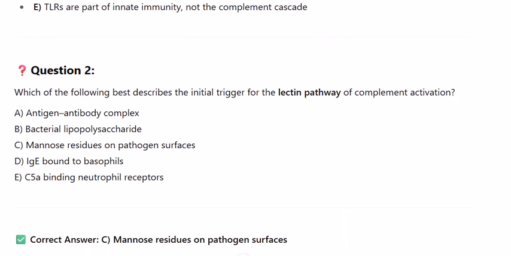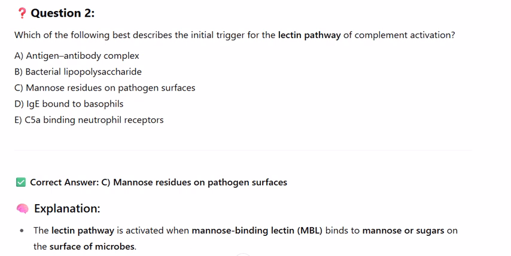Question 2. Which of the following best describes the initial trigger for the lectin pathway of complement activation? A. Antigen-antibody complex. B. Bacterial lipopolysaccharide. C. Mannose residues on pathogen surfaces. D. IgE bound to basophils. E. C5a binding neutrophil receptors. Correct answer C, mannose residues on pathogen surfaces.